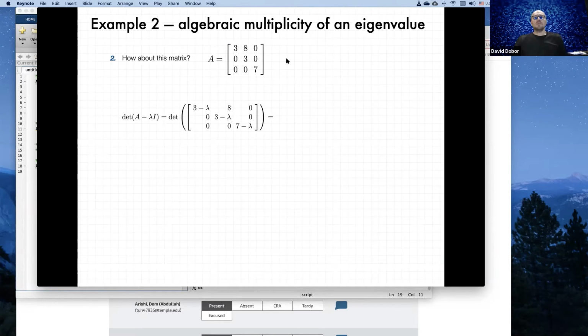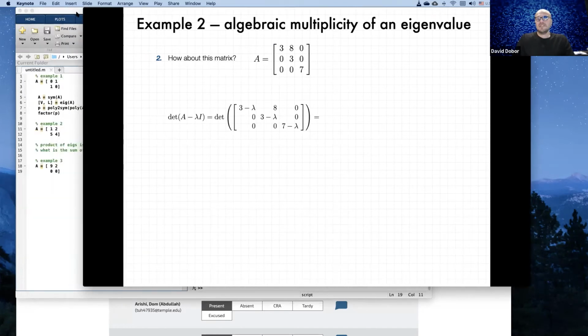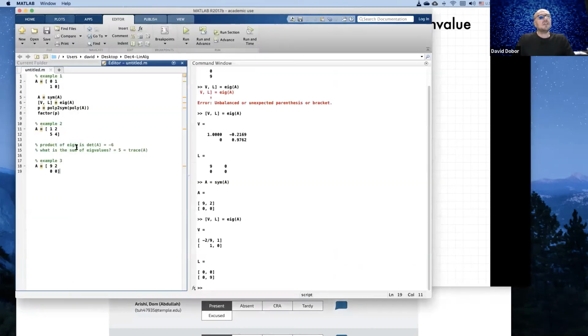Let's take this example. What we'd like to do is compute the eigenvalues and eigenvectors of this matrix. Can anyone tell me what the eigenvalues are just by looking at it, without doing too many computations, while I verify the answer that you give me here?